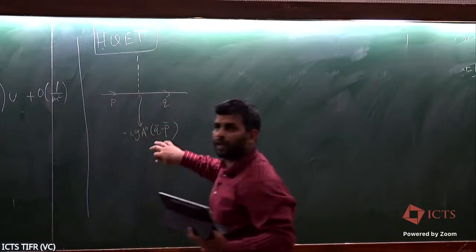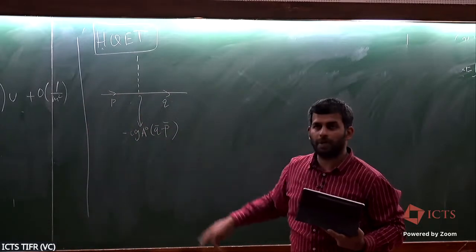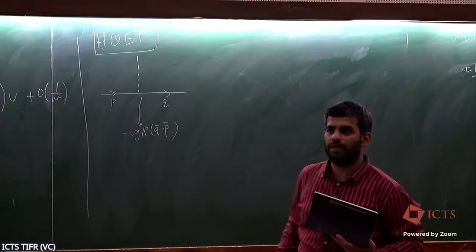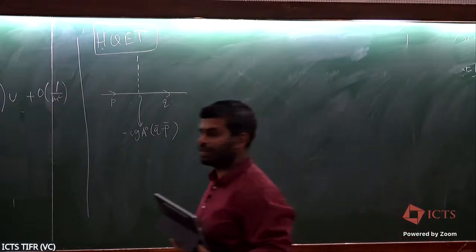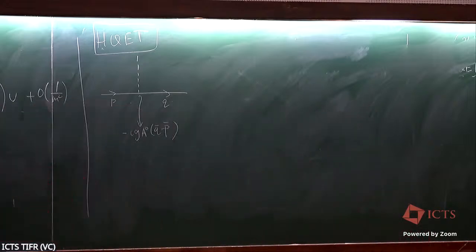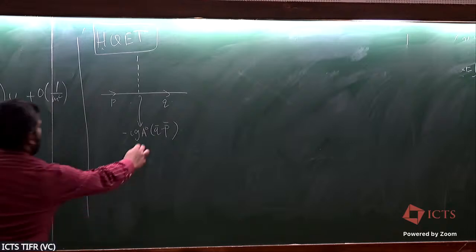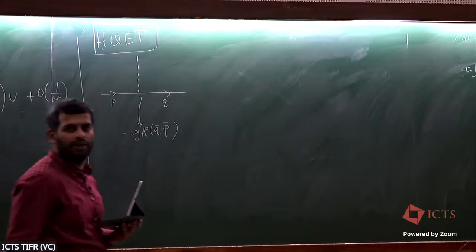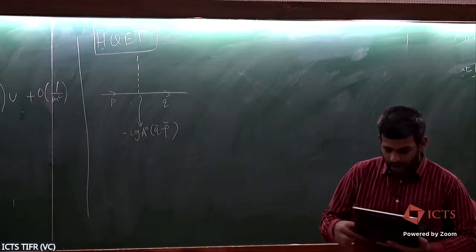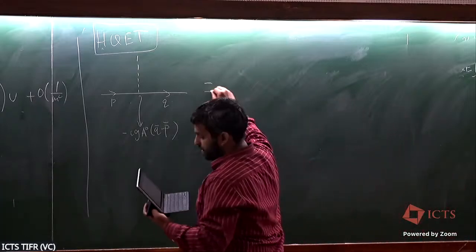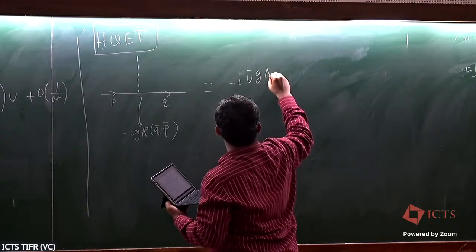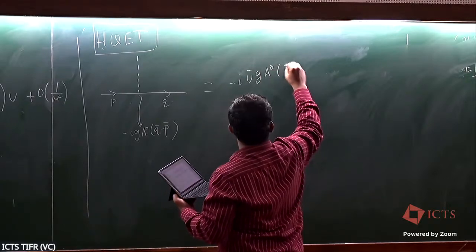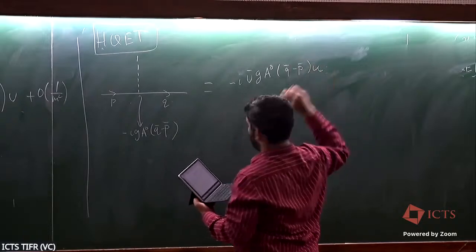So can anybody tell me where this diagram is coming from in the HQET Lagrangian? Exactly, correct. So this is the simplest thing. You just expand this V dot D term and you get this A0 sitting inside in the hadron rest frame. So this is minus I U bar G A0 U minus PU.